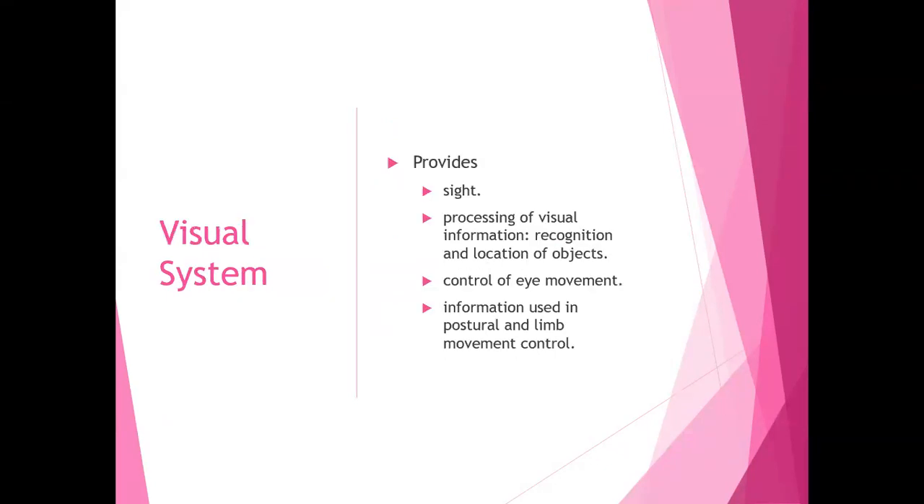So the visual system provides sight at a basic level. No surprise there. It also provides processing of visual information like recognition and location of objects, the control of eye movement, so the muscular control of eye movement, and information used in postural and limb movement control. So pretty important, right? Can you live without some of those things? Absolutely. Is it ideal? Absolutely not. So we have a lot of resources in our brain and nervous system dedicated to vision. And as humans, we're very visually oriented.